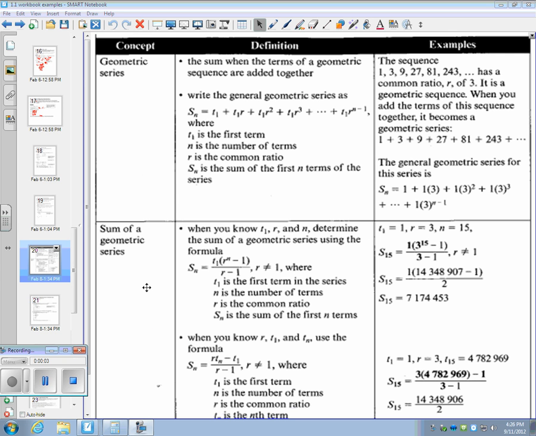1.4 is looking at geometric series. So we're taking a geometric sequence and now we're adding it together. And that's what it says here. The sum when the terms of a geometric sequence are added together.